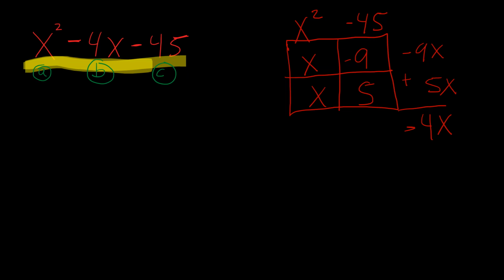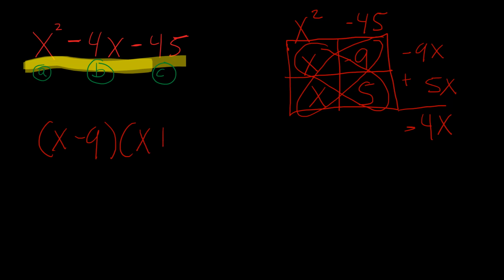So pretty much what we can do is take x minus 9 as one term and x plus 5 as another. So the solution would be x minus 9 times x plus 5. And that would be it insofar as factoring.